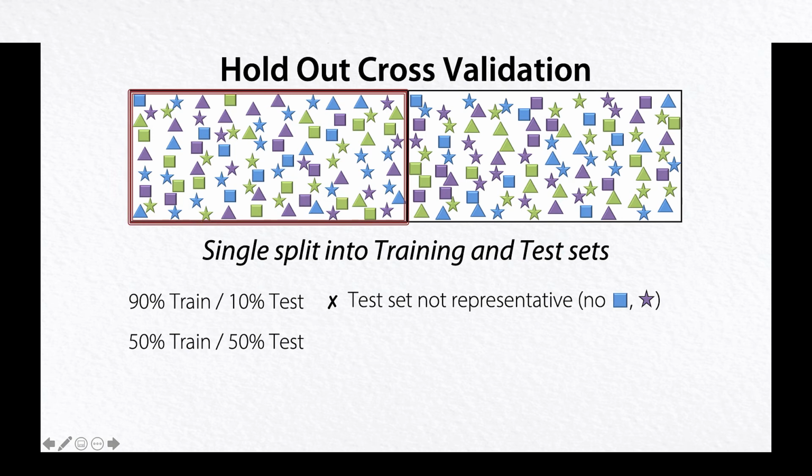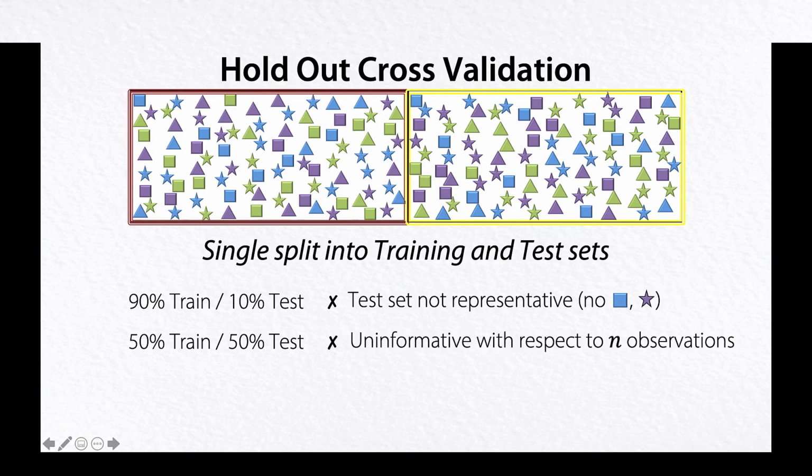We could specify a 50-50 split of the data, training on 50% of the observations and testing on the remaining 50%. Increasing the size of the test set was helpful, but training on only half the sample raises new issues. This approach assesses the performance of a model trained on n over 2 observations, and if our true goal is to assess performance of a model that was trained on N observations, this approach just falls short.